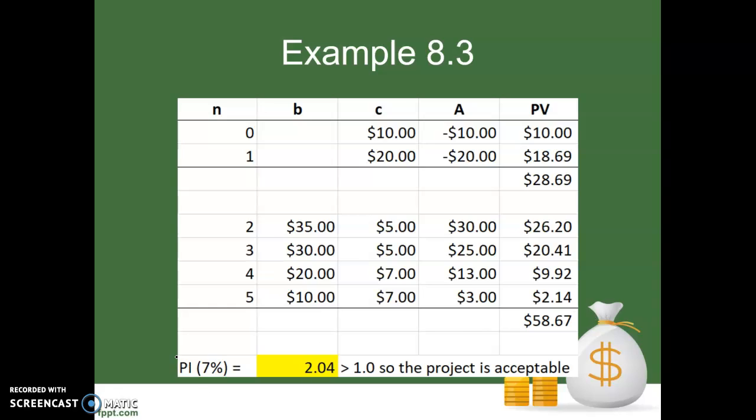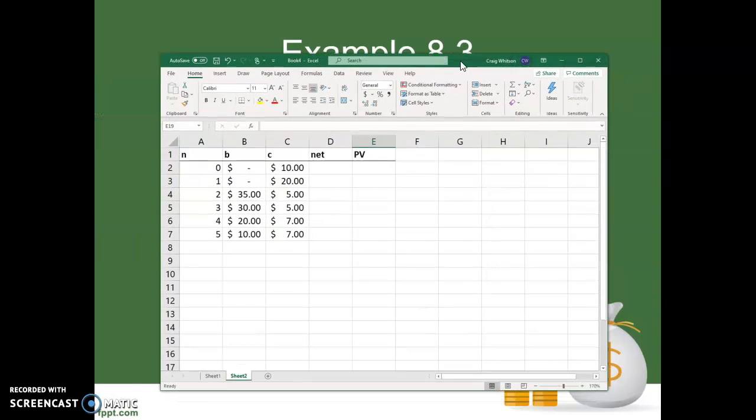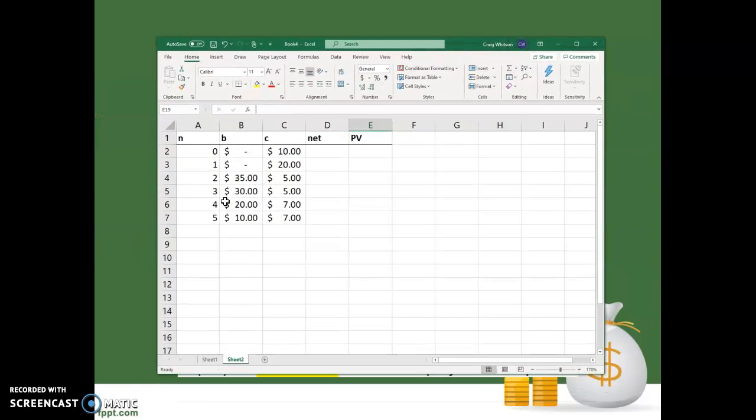So here we have a screen capture of a spreadsheet I had made earlier, calculating the profitability index. So let me bring up Excel and show you what's going on here. This is the information that was presented in the problem statement. We have our benefits and our costs.